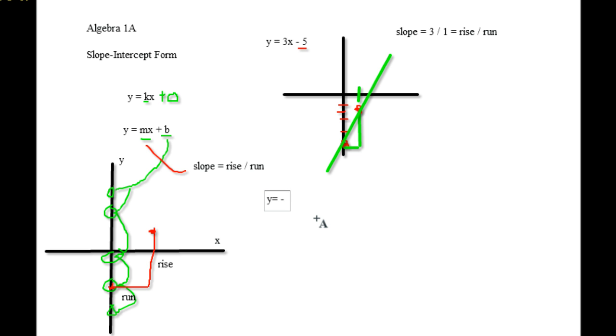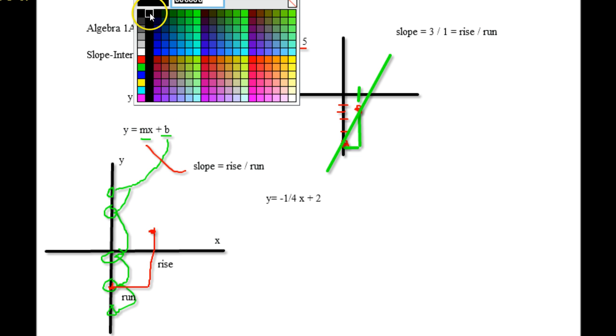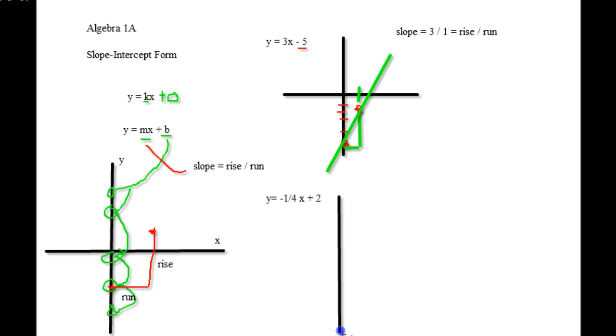Now, what if I had something else? y equals negative 1/4 x plus 2. So let's do a coordinate plane. You draw out your coordinate plane. Pretty simple. Actually, the coordinate plane takes the longest of this problem to actually do.